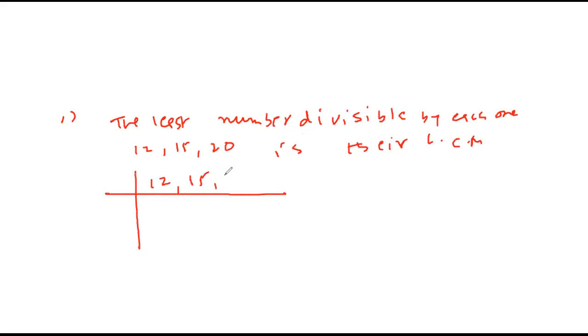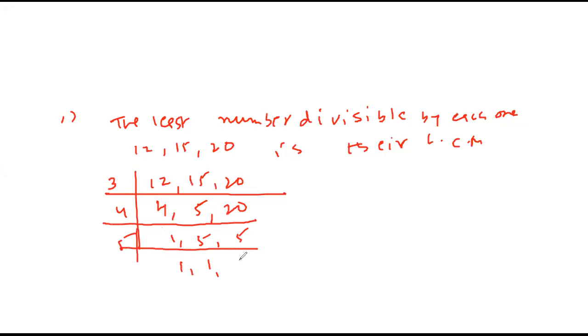12, 15, 20. 3 fours are 12, 3 fives are 15, 20 is not divisible. Then you can write here 4 into 1, 5, 4 into 5. So we get 1, 1, 1. So the LCM of 12, 15, 20 is 3 into 4 into 5, equal to 60.